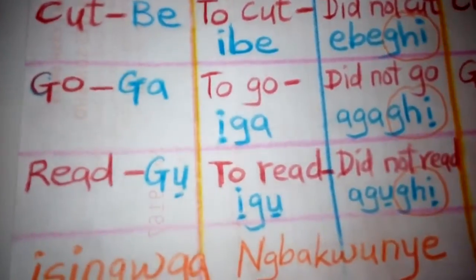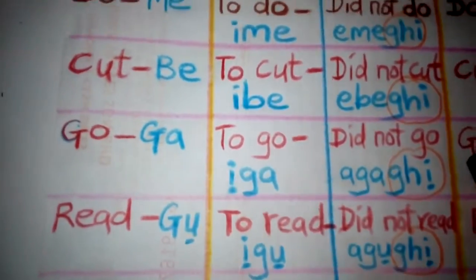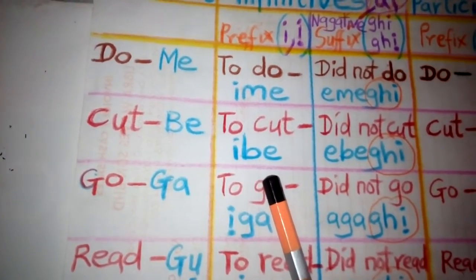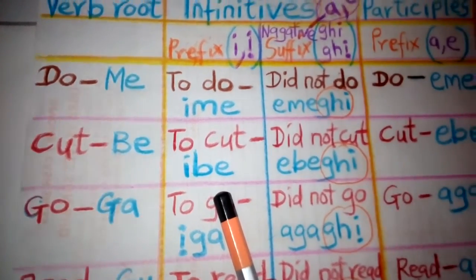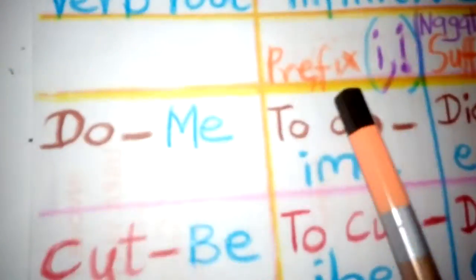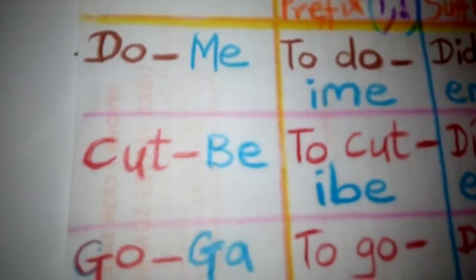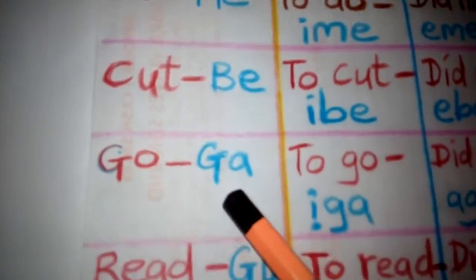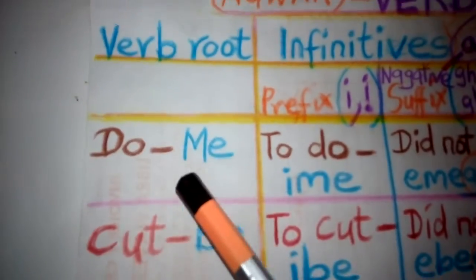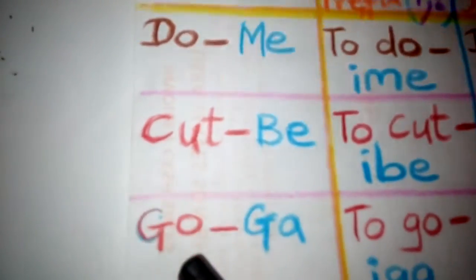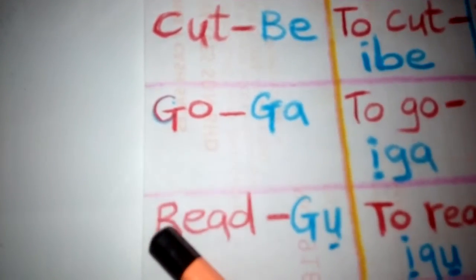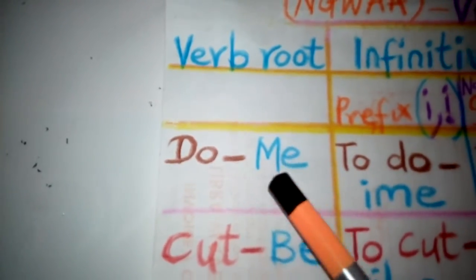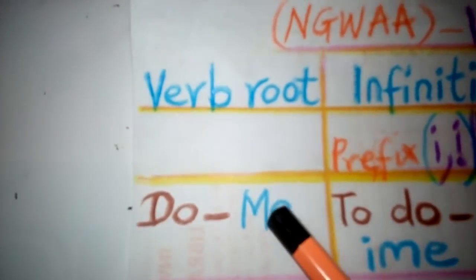Let me give you a summary of everything. A verb root has no prefix or suffix. These are verb roots: me, be, ga, do, cut, go, read. So they have no prefix, you don't need to add any prefix or suffix to them.